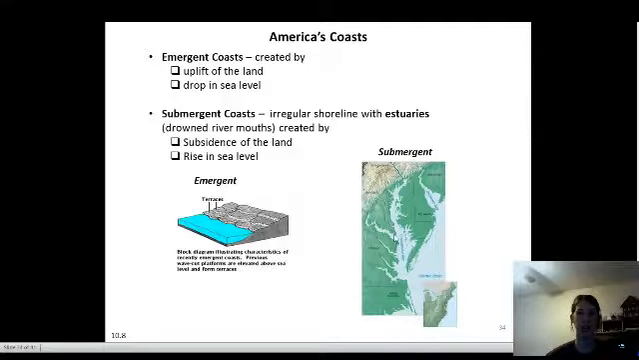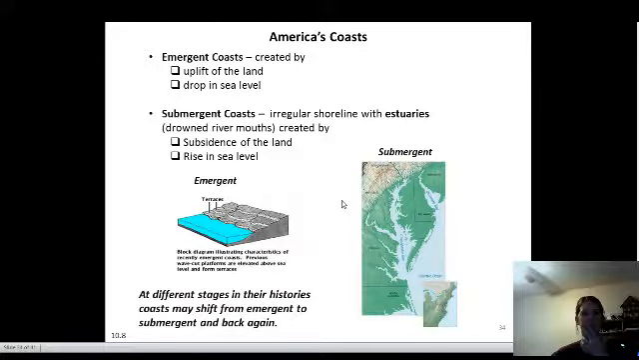The Chesapeake Bay is a really good example of a submergent coast. These are all river systems that feed into the Chesapeake Bay region that are now submerged and contain brackish water, because as ocean levels rise, it starts to back up that water into those river systems and river valleys. And it's important to note that coasts may shift from emergent to submergent and back again based on the plate tectonic dynamics or the dynamics of climate and its impact on ocean levels.